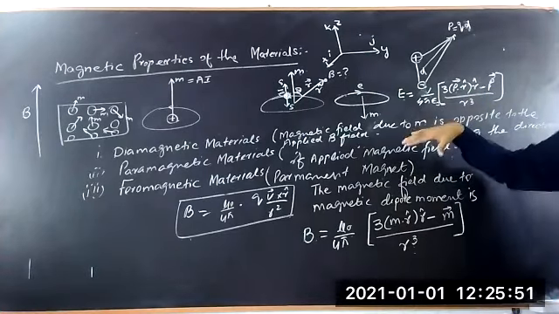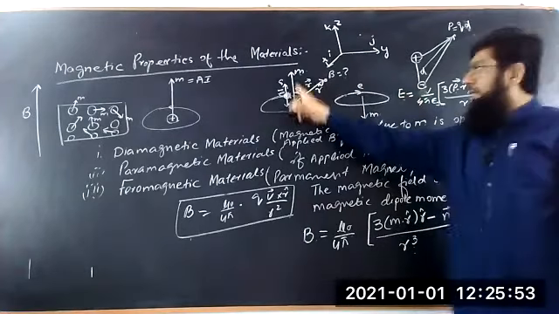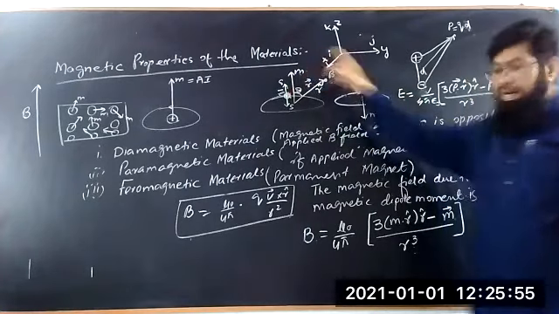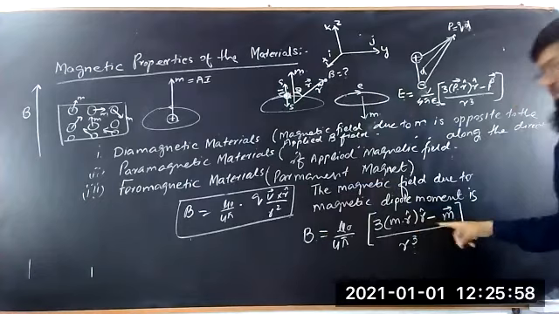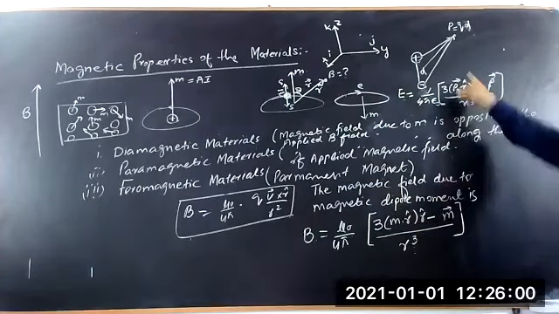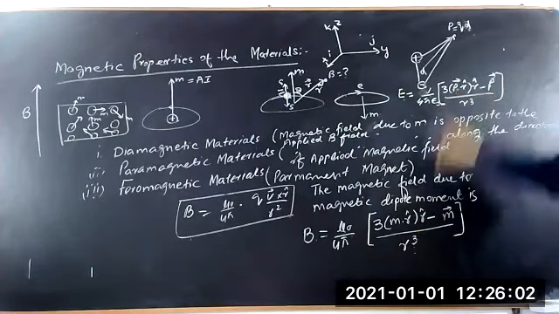In a similar way, we have a magnetic dipole. So the magnetic field due to this magnetic dipole is the same. It is a similar relation. Instead of P, we have M only.